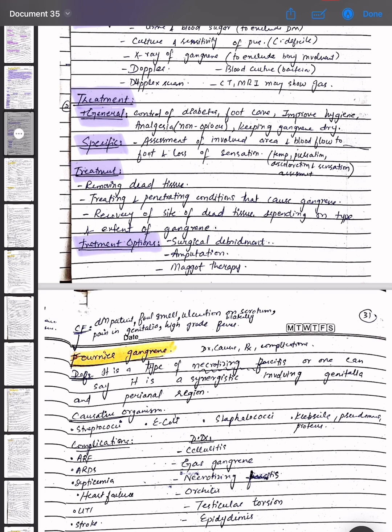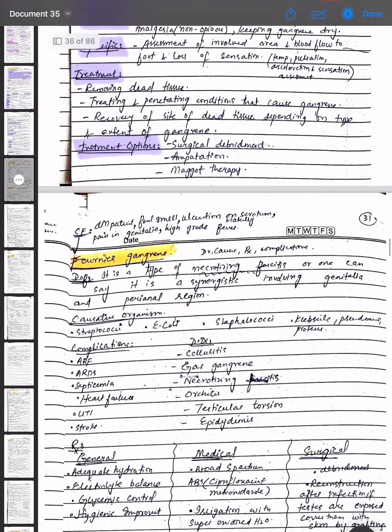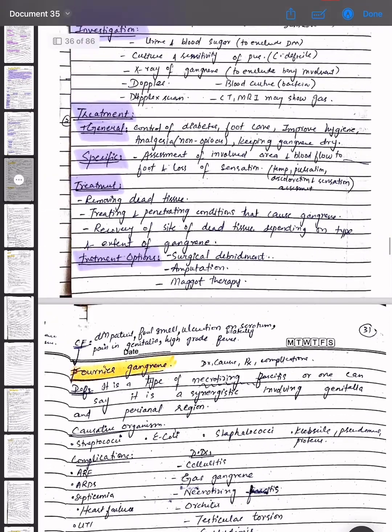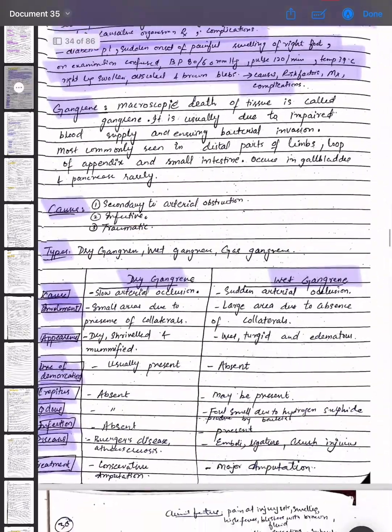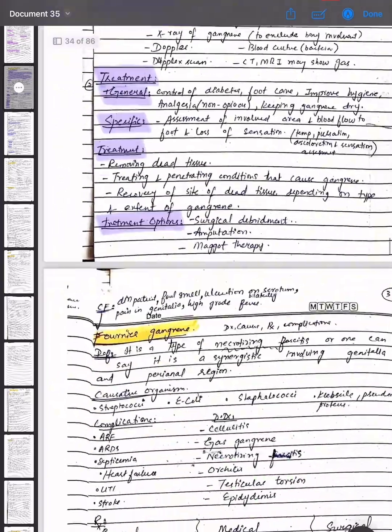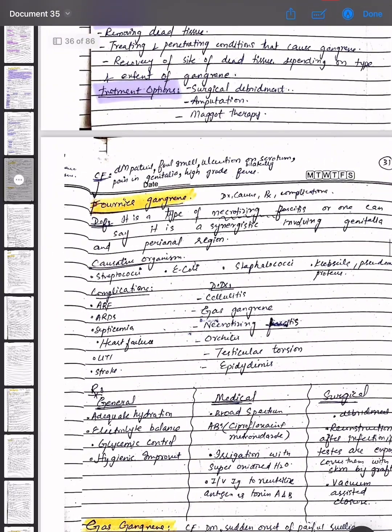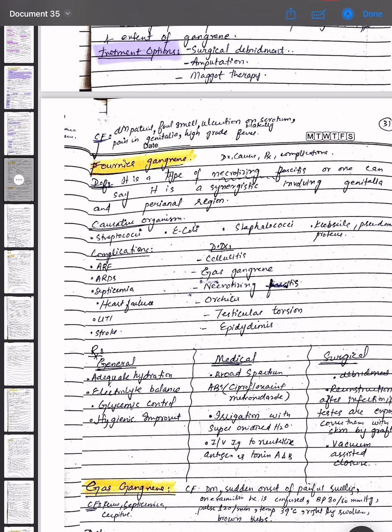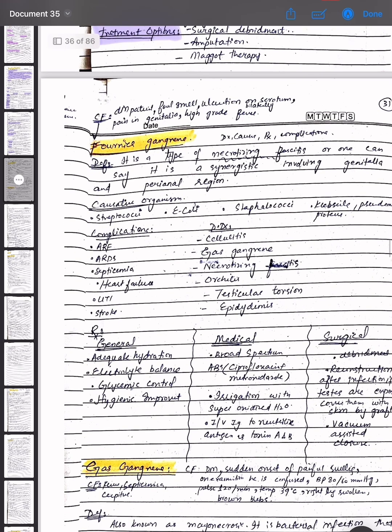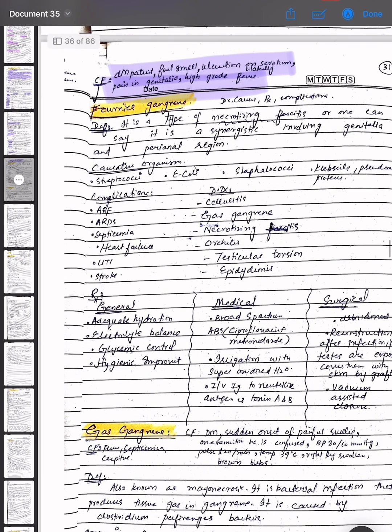Okay, now coming towards Fournier gangrene, we have discussed the dry gangrene and the wet gangrene. What are the clinical features of Fournier gangrene? The patient will be a diabetic patient, foul smell will be present, ulceration on the scrotum bilaterally, pain in the genitalia, and high-grade fever. We will learn the diagnosis, causes, treatment, and complications of Fournier gangrene.